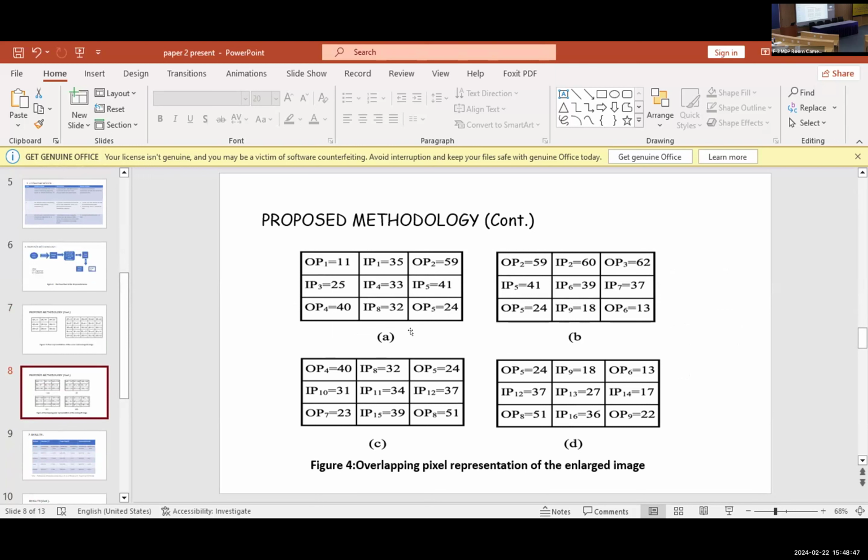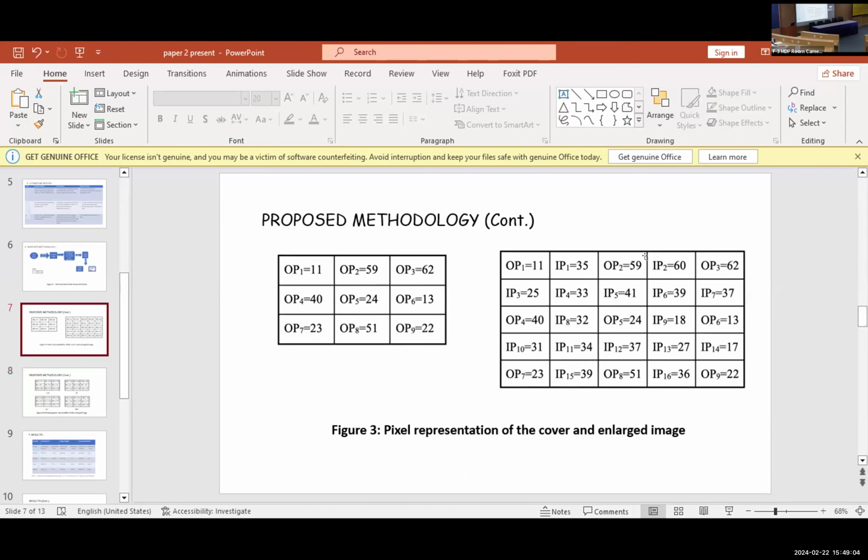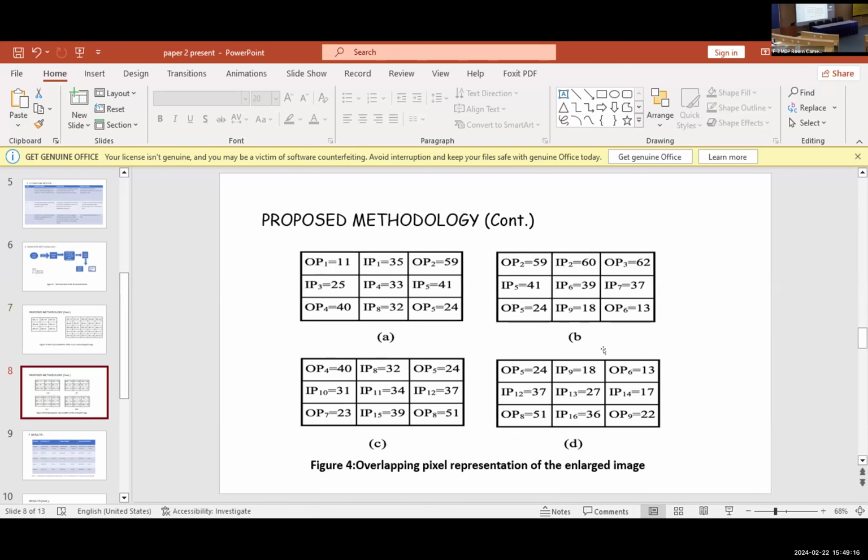Okay. Now, after dividing the enlarged image into the 4 blocks, we hide the data in all the pixels, including the OP, original pixels, and IP pixels, in a clockwise manner. After hiding the data, we again convert these 3x3 blocks into the 5x5 block, and then we transfer this 5x5 block to the receiver. After receiving this block, the receiver divides this enlarged image again into 4 blocks of size 3x3, extracts the data and recovers the image.